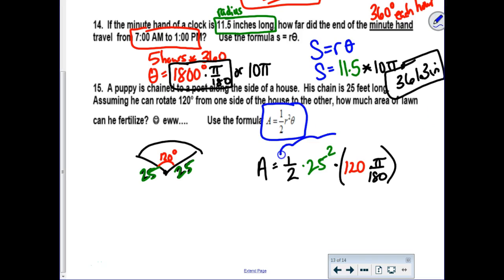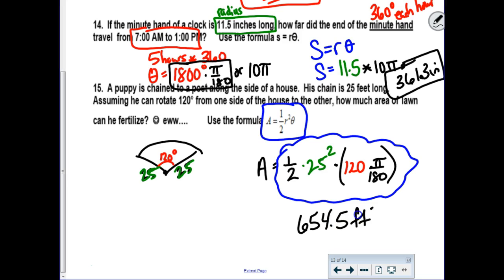So when you type this in your calculator, I don't know what it is. Can't do that in my head. All right, 0.5 times 25 squared times... All right, 654.5, and a label on this would be feet squared because it's area.